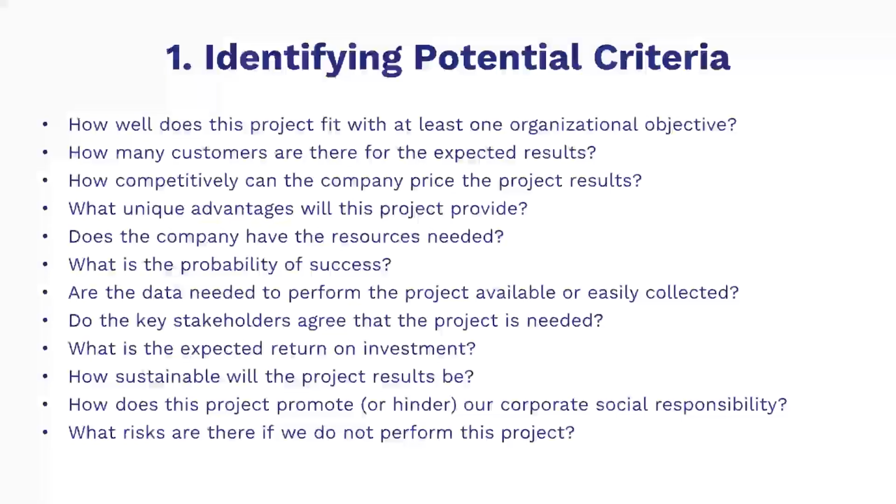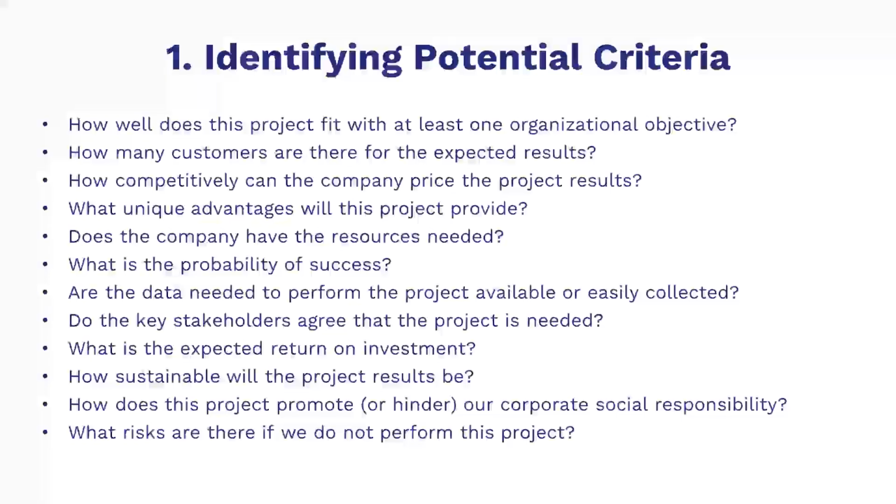The first step in using a scoring model is to identify potential criteria. These criteria should include how well each potential project fits with the organization's strategic plan and objectives. The criteria may also include items such as risk, timing, technical capability, and resources needed. It's a normal practice for the company's leadership team to jointly determine criteria for project selection. A list of questions executives may use to develop their list of criteria is shown here.